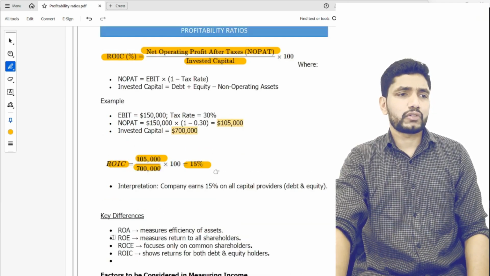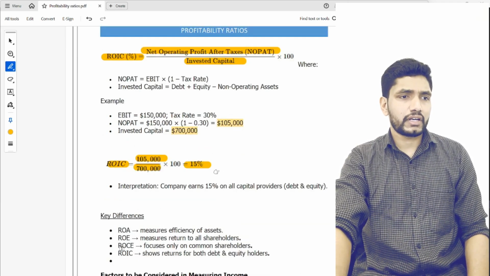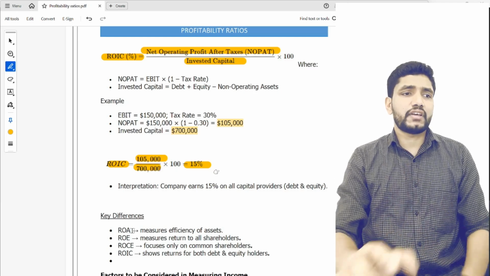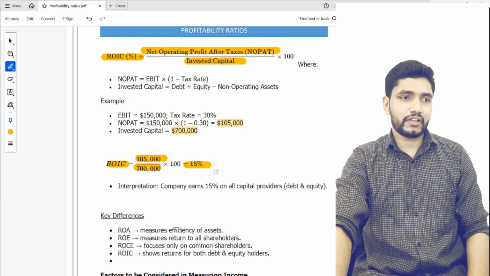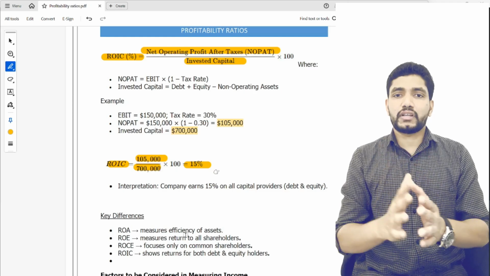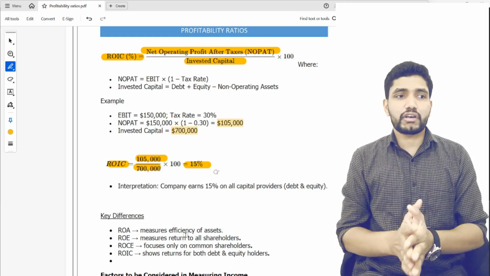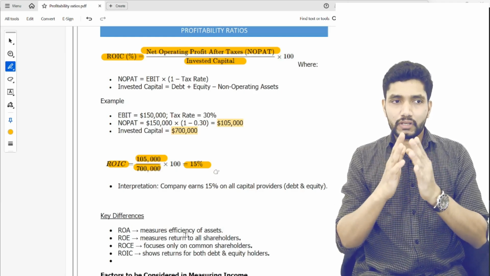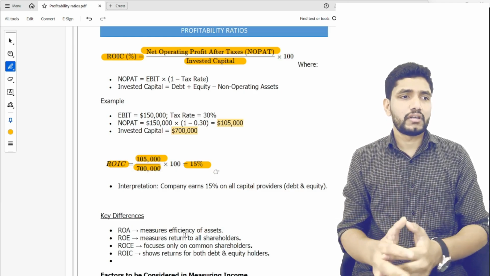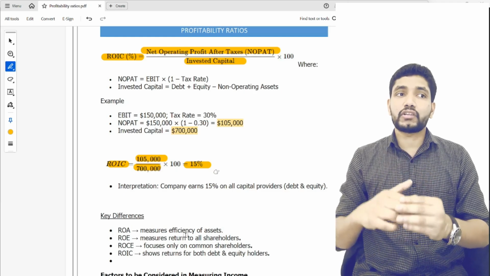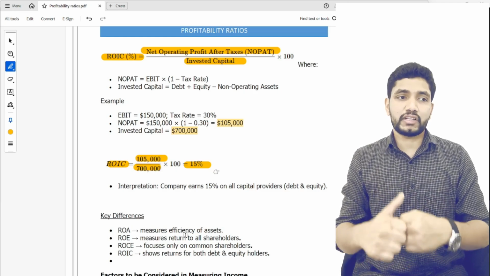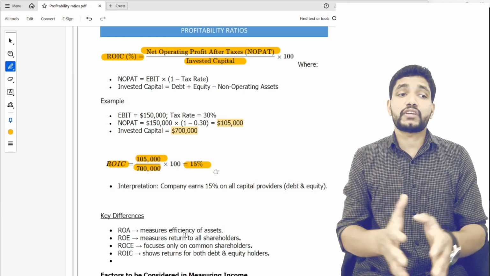So we have now discussed return on asset, return on equity, return on common shareholders' equity, and return on invested capital. Return on asset measures the efficiency of asset utilization. Return on equity measures the return to all equity shareholders, and return on common equity measures the return only for the common equity shareholders. Return on invested capital measures the total investment, considering debt and equity, and it measures the profitability or return on invested capital.